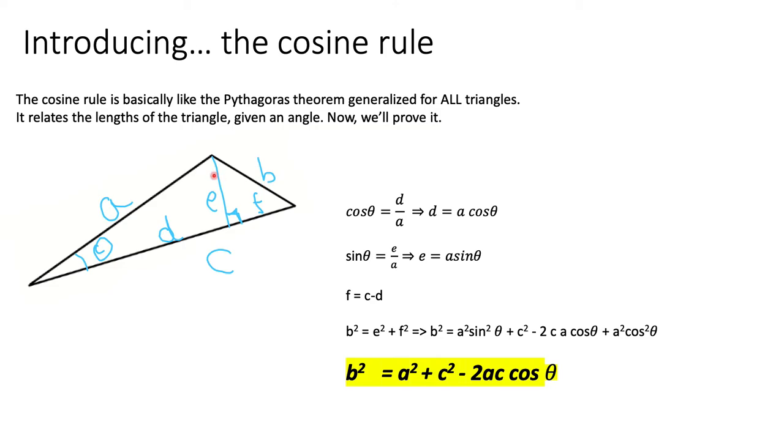Now let's look at this triangle, and we get that B squared is E squared plus F squared. But we already have E squared, so it's A squared sine squared theta, and F squared is all of this because of this. So then, this is the cosine rule. So the cosine rule is once again basically the Pythagoras theorem. So if we plug in 90, then B will become the hypotenuse, and then this will all cancel out. So we'll basically get the Pythagoras theorem with B the hypotenuse.